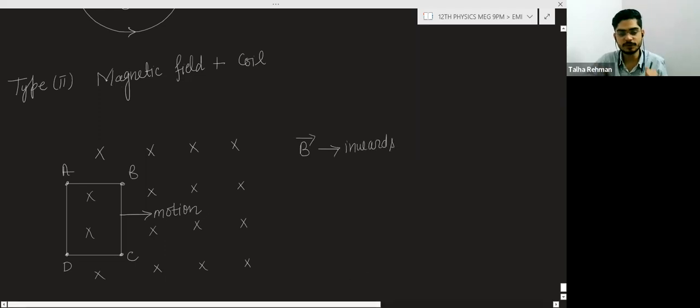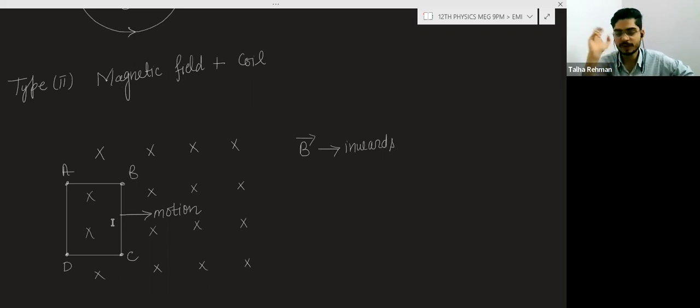Now let's see what will happen. You have to tell, when this coil is entering the given magnetic field, what will be the direction of the induced current in this coil. So one by one, step by step, we will see what will happen.